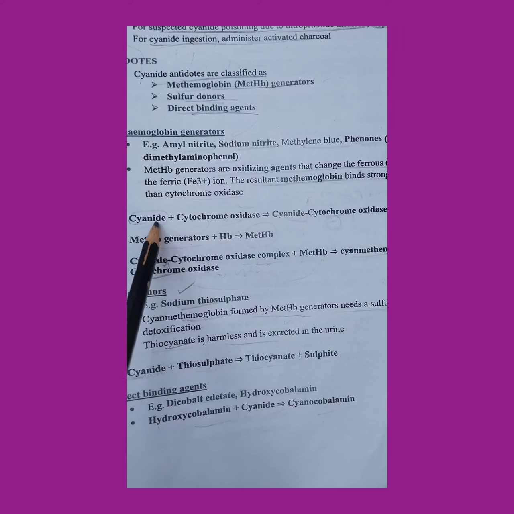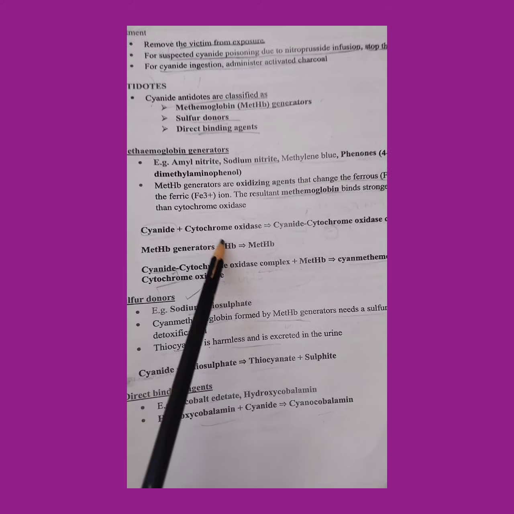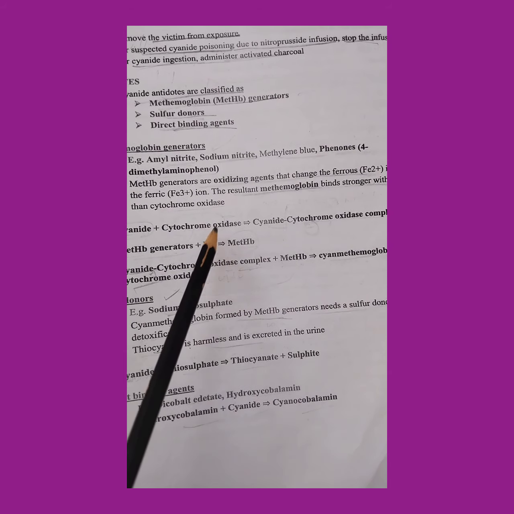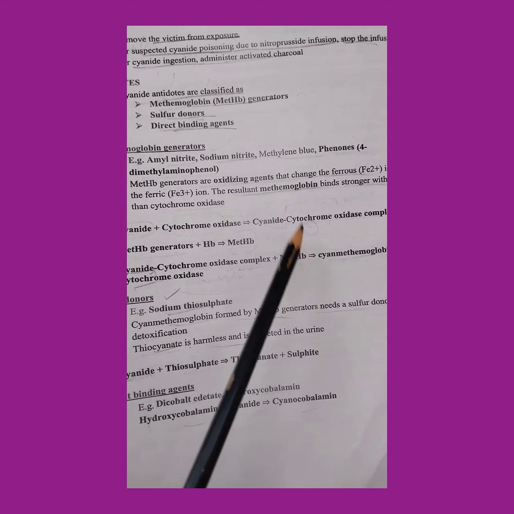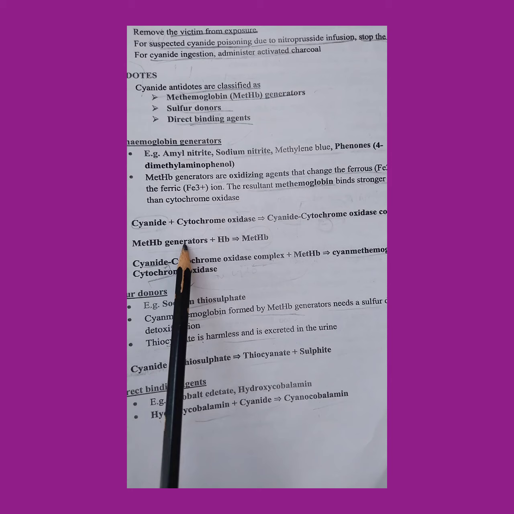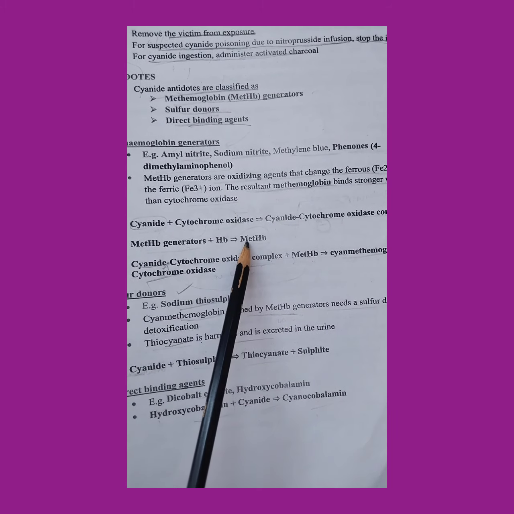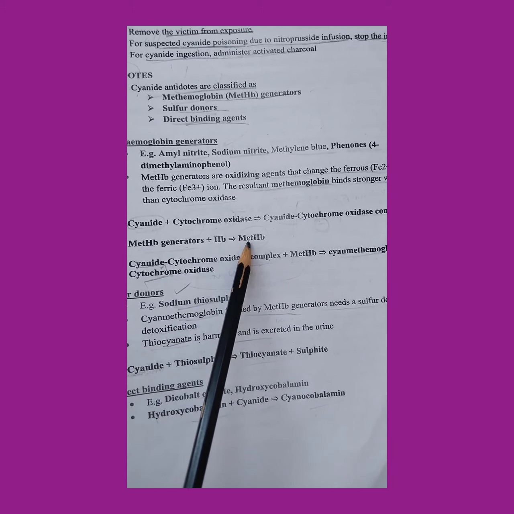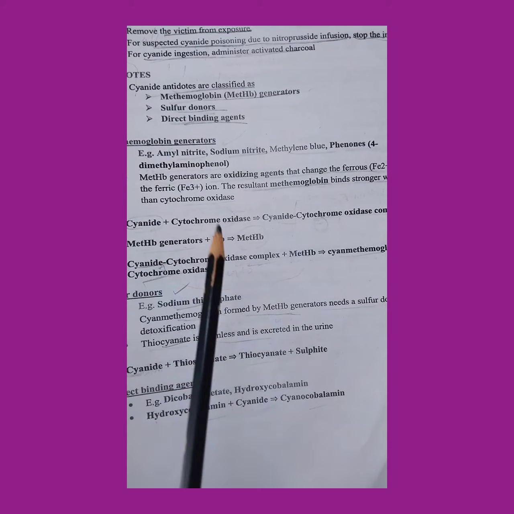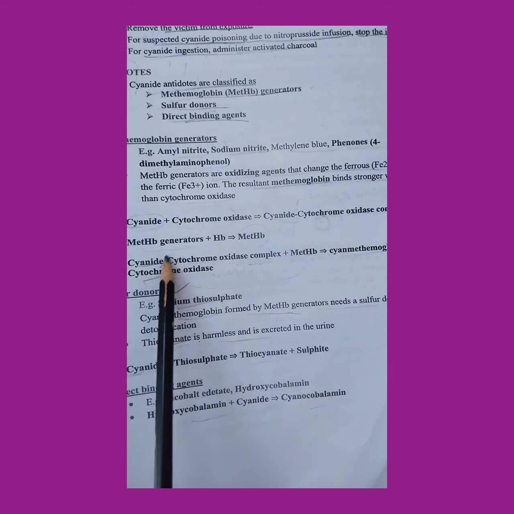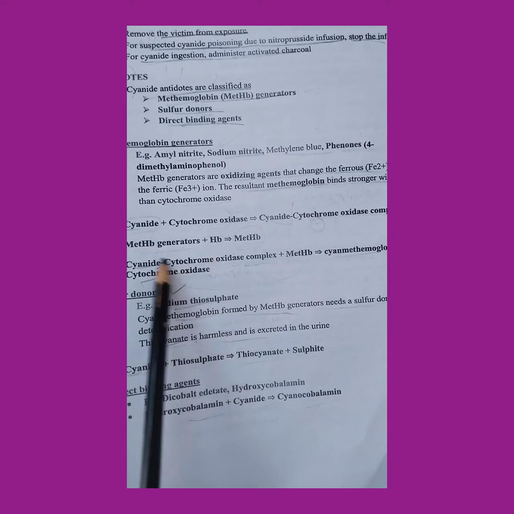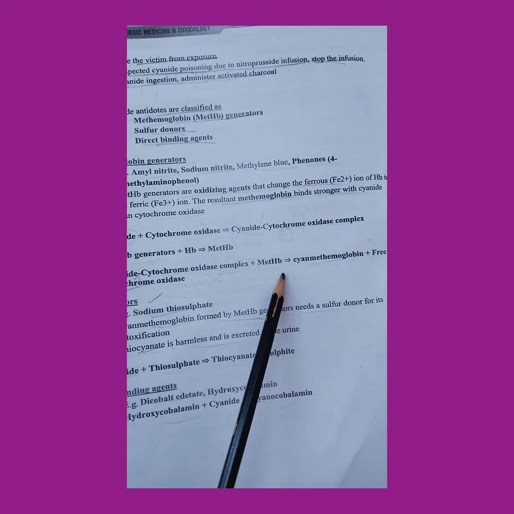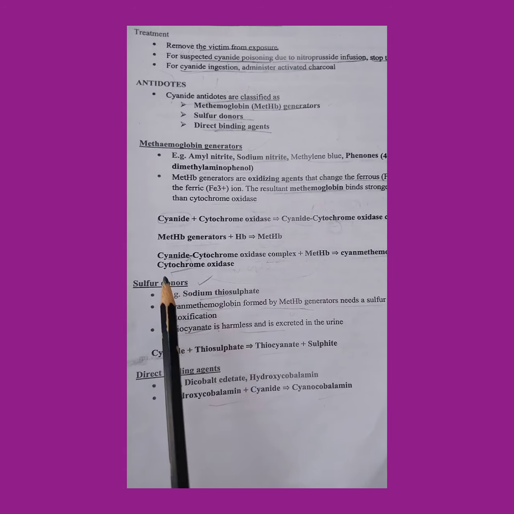On inhalation of cyanide, there is already rapid formation of the cyanide-cytochrome oxidase complex. Now the methemoglobin generators bind with the hemoglobin and form methemoglobin. This methemoglobin has a higher affinity for cyanide than for cytochrome oxidase. So it leaves the cytochrome oxidase complex free by binding to the cyanide. There is a formation of cyanomethemoglobin and free cytochrome oxidase.